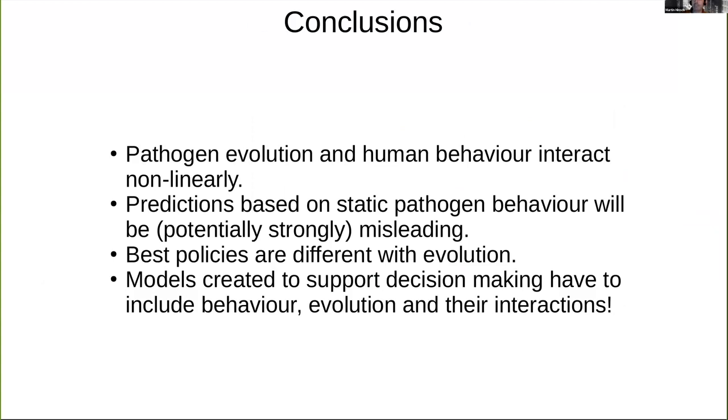And that means that predictions based on static pathogen behavior, as they are usually done in practice, can potentially be really quite wrong. We can also see that under slightly realistic assumptions, I mean, that's a very, very simple model at this point still, already best policies change as soon as evolution is assumed. So that means in practice that any kind of modeling that is used to support decision making has to take the evolution of whatever kind of pathogen there is into account. Thank you very much.